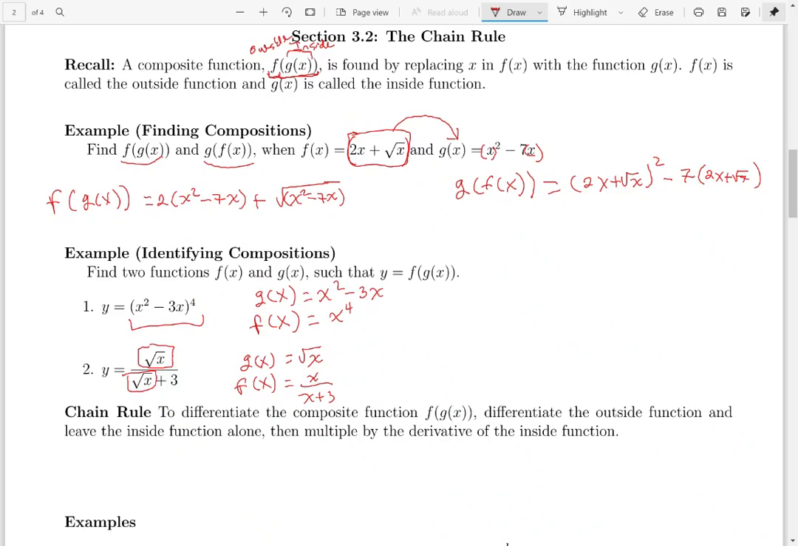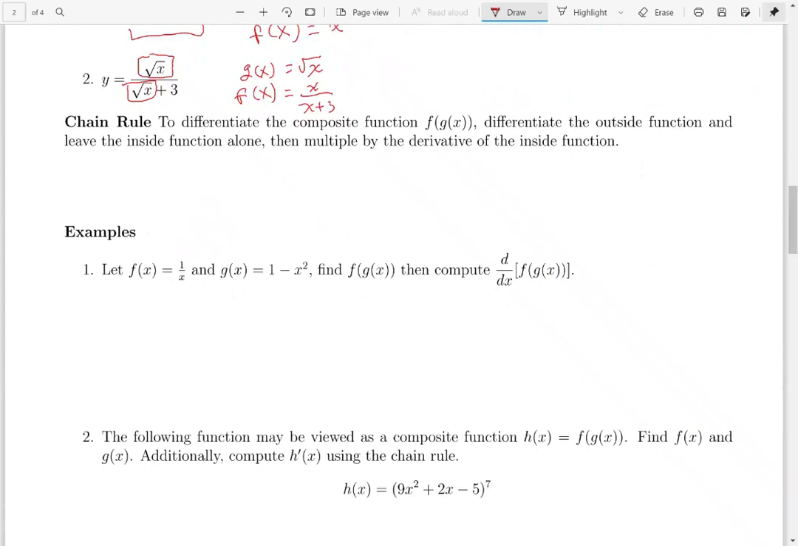Now that we've figured out identifying some compositions, let's actually get our chain rule. If we have a composition of functions, f of g of x, and I want to take the derivative of my composition, then that's going to be the derivative of the outer function, leave the inner function inside unchanged, times the derivative of the inner function.